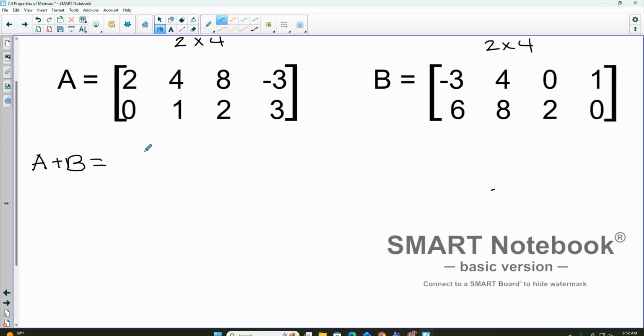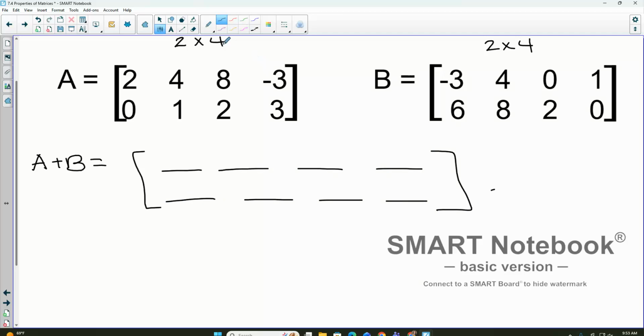When I say A plus B, I am going to get something of the same size. So it will have 2 rows and 4 columns. And if I just told everyone to guess on how to get this, I bet everybody would guess the correct way to add those. What do you think you should do to get this first number? Add the first numbers. 2 plus negative 3. We just keep going. So 4 plus 4 is 8. 8 plus 0. Negative 3 plus 1. All right, what's my second row going to be?